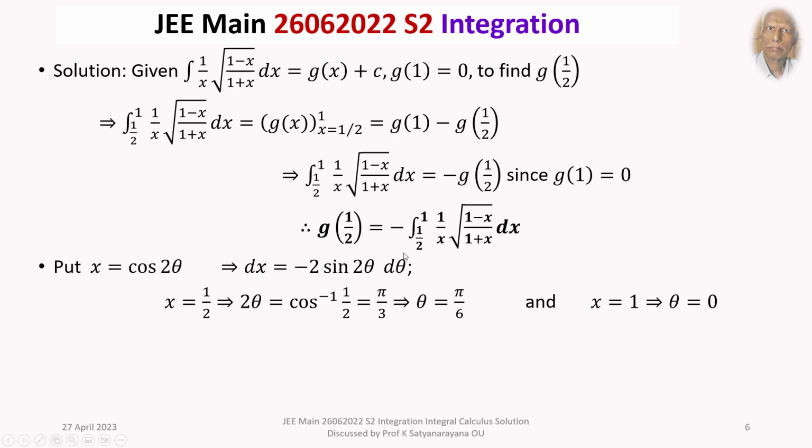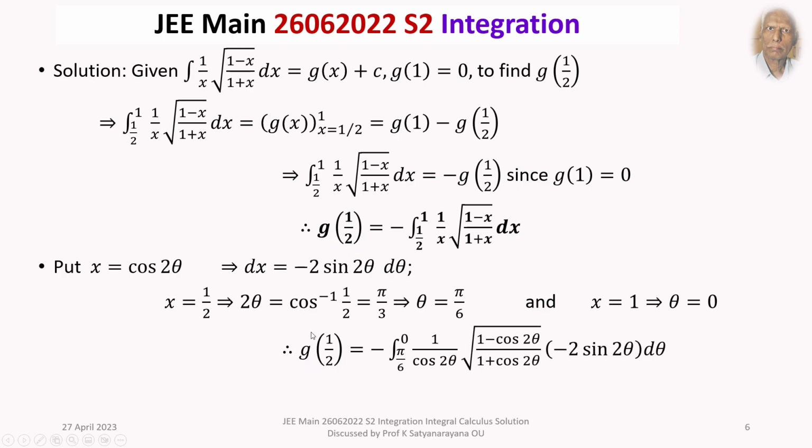So the above equation will become: the value of g when x is equal to 1 by 2 is equal to minus the integral from theta equal to pi by 6 (for x equal to 1 by 2) to 0 (for x equal to 1) of 1 by cos 2 theta, under the square root of (1 minus cos 2 theta) by (1 plus cos 2 theta), and dx is minus 2 sin 2 theta d theta. So the integration part we will see in the next slide.